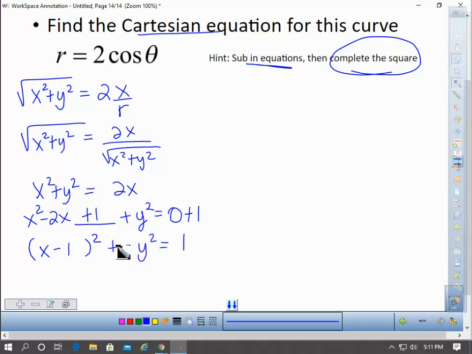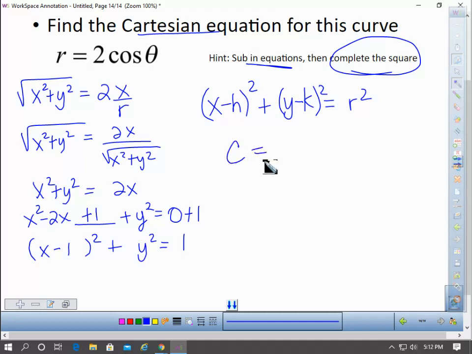So there's the equation of a circle. And we know a circle's equation is x minus h squared plus y minus k squared equals the radius squared. Comparing this equation to the standard equation of a circle, the h and the k is your center. So my center is at 1, 0. And then we know it's equal to the radius squared. The radius squared is 1, so my radius is 1. So from this equation, this is a circle centered at 1, 0 with a radius of 1. Let's go back and look at our picture.